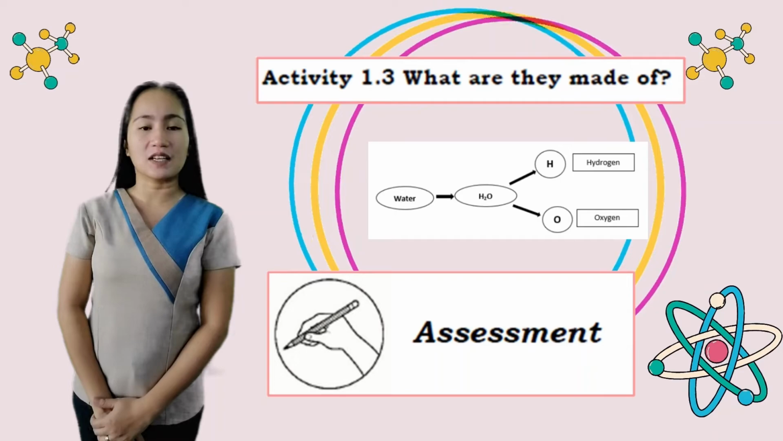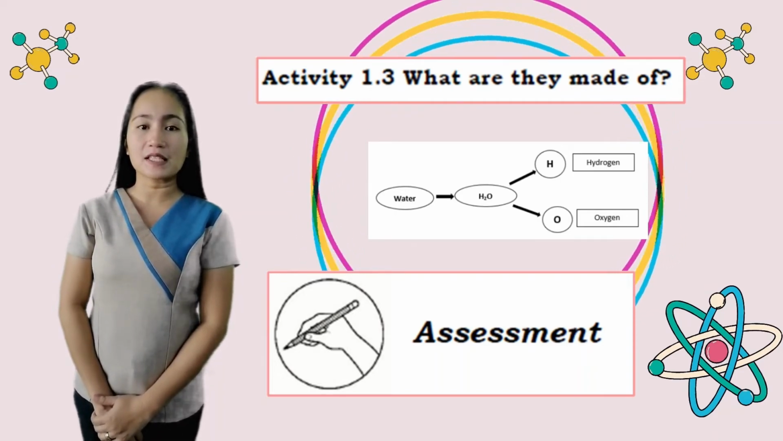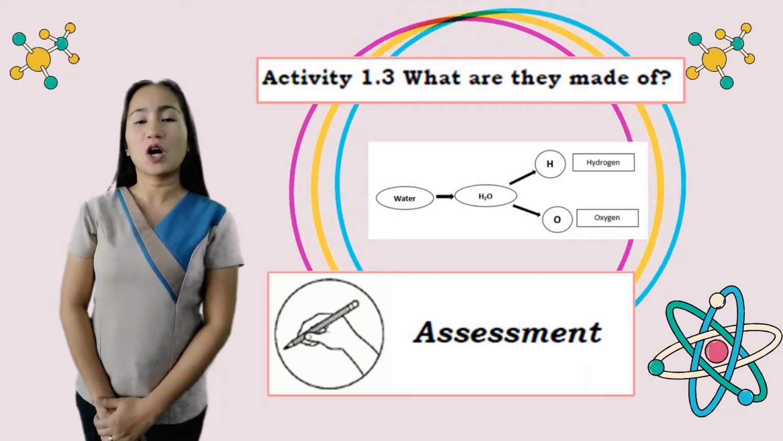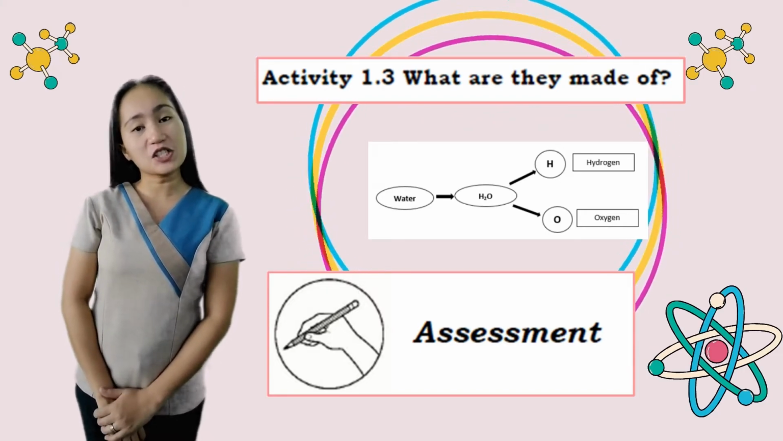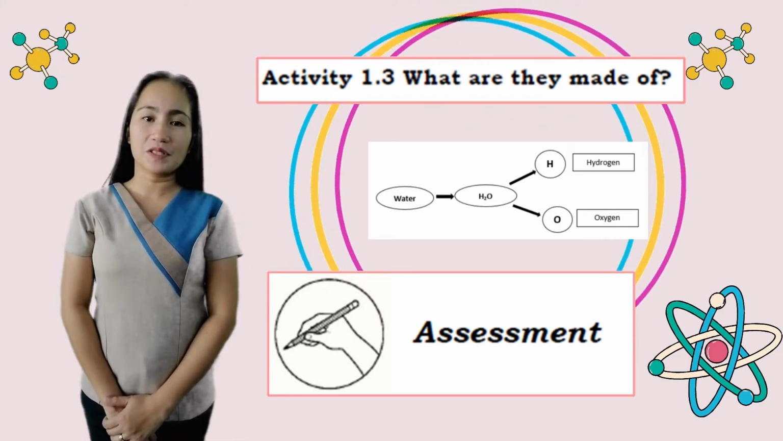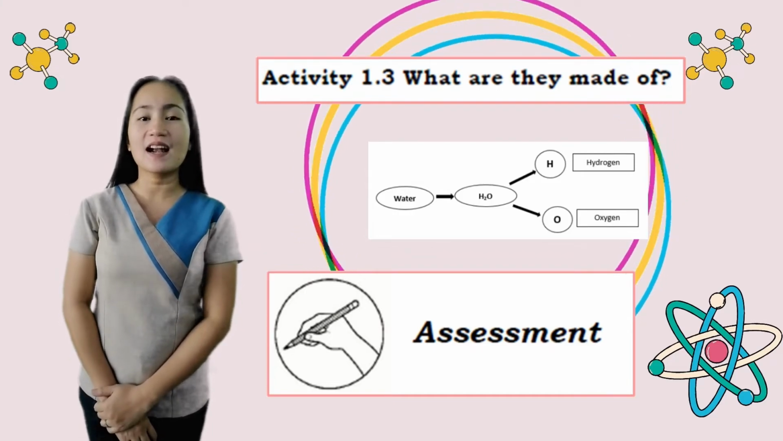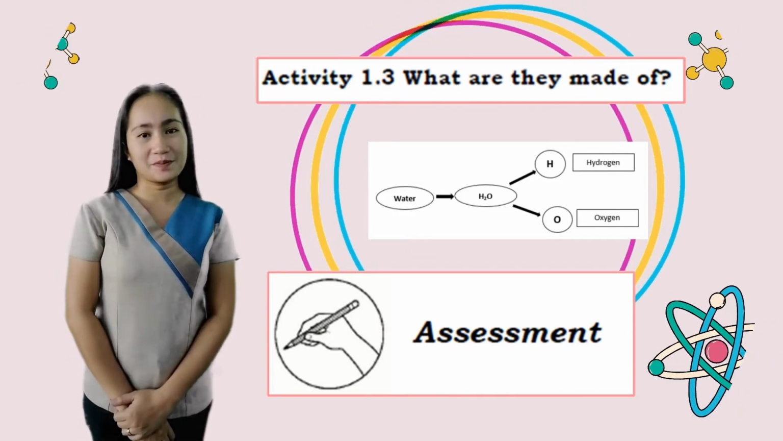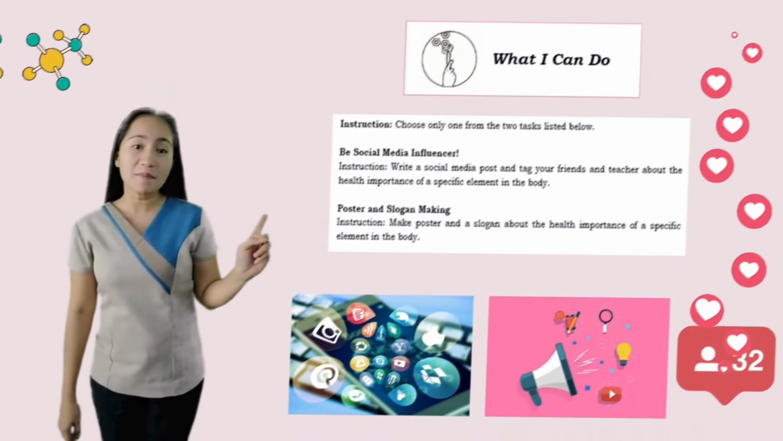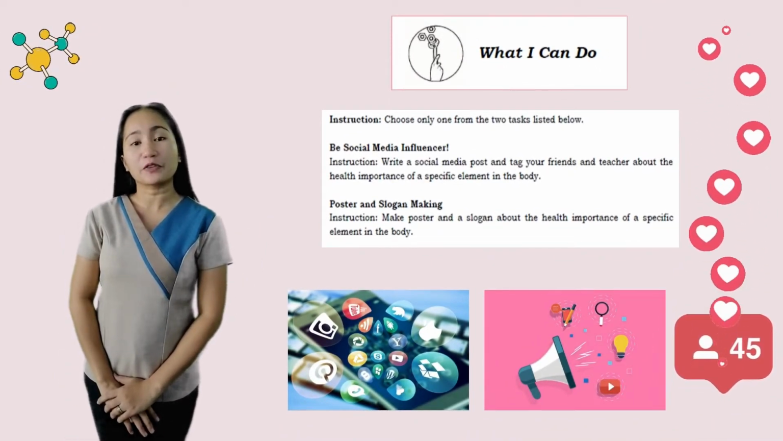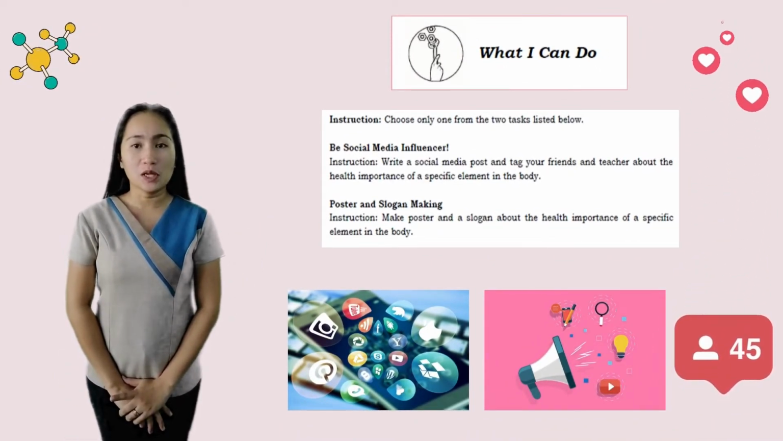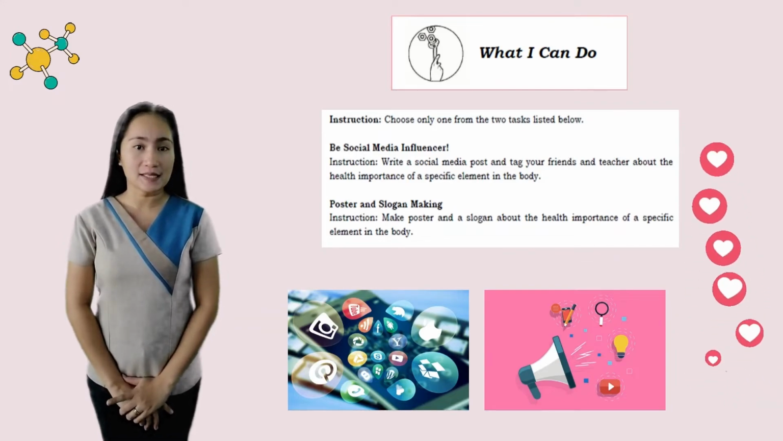Here, you will fill in the graphic organizer of the elements of the common household compounds. You will give the constituent elements of the given compounds. And also, answer the assessment part of your module. For your performance task, do the What I Can Do part of your module. Here, you will choose only one of the two tasks.